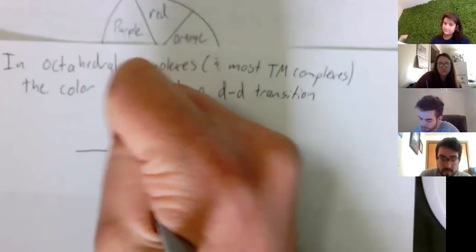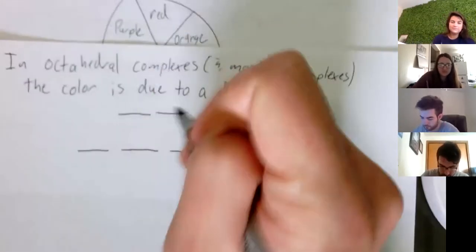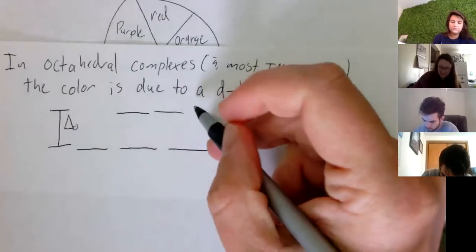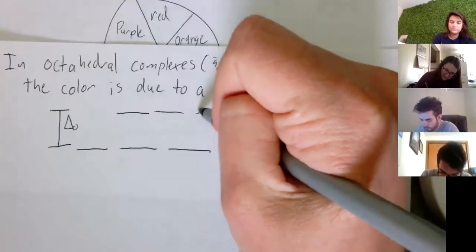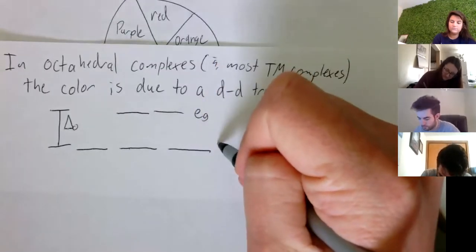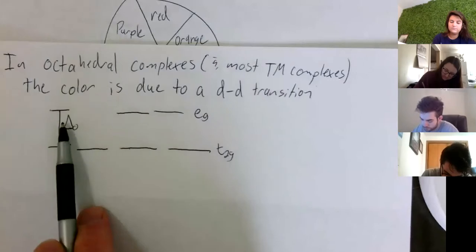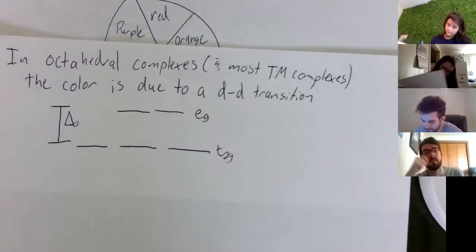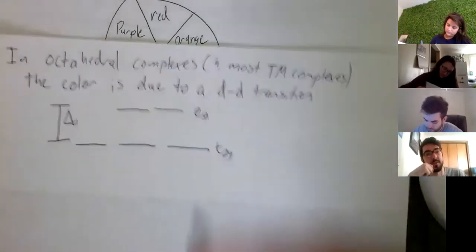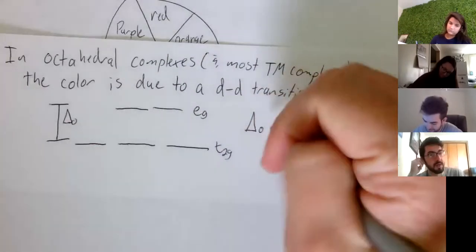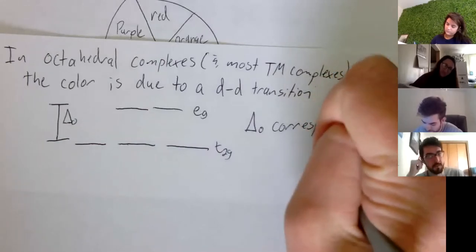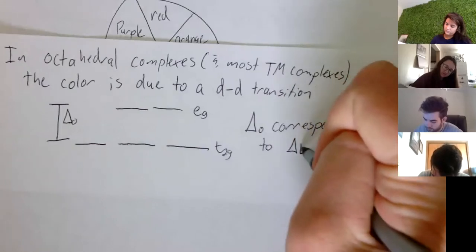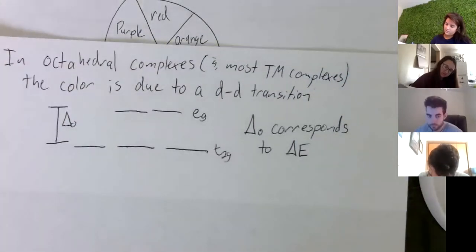So again, we've drawn this octahedral field splitting a million times. That's delta O. What's the top label? eg. Yep, bottom, t2g. Okay. And what are we talking about here? What does that delta O mean? The change in energy of the orbitals, or the difference in energy of the octahedral orbitals. So delta O corresponds to delta E, a change in energy, right?